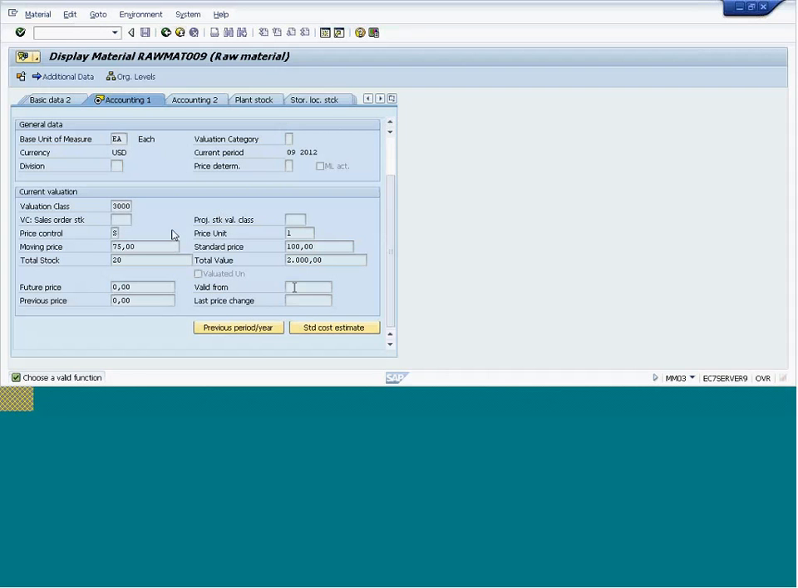Here, one thing if you observe, the moving average price is still adjusted. You see here? I already told you that. Because as I told you, this always gets adjusted, and it will show you statistical purposes only.